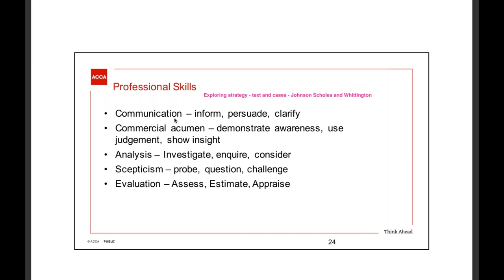Communication skill, where this is what you have to demonstrate: the ability to inform, persuade, and clarify. And usually the question verb that comes together with this, I'm not saying all the time, but usually will be explain. So when you are asked to explain something, basically you are informing something, persuading or clarifying something.